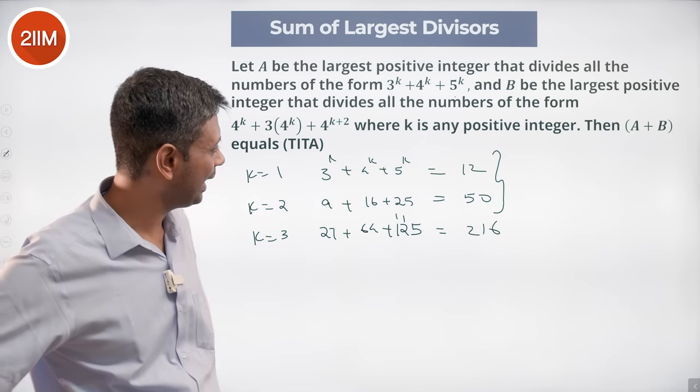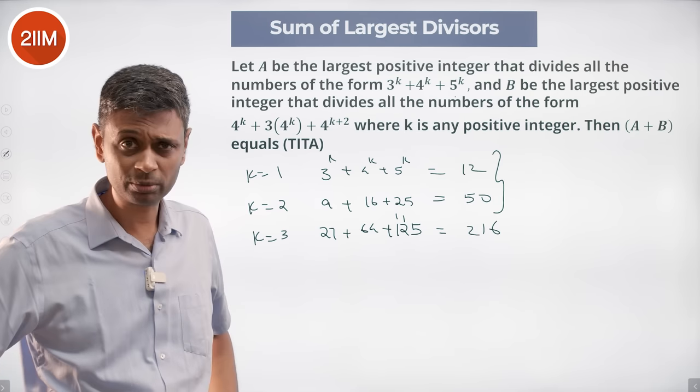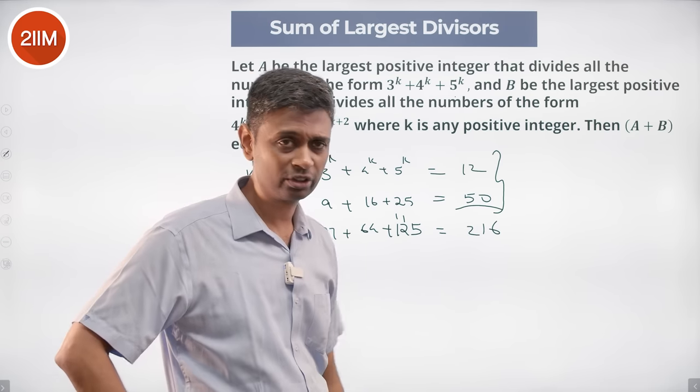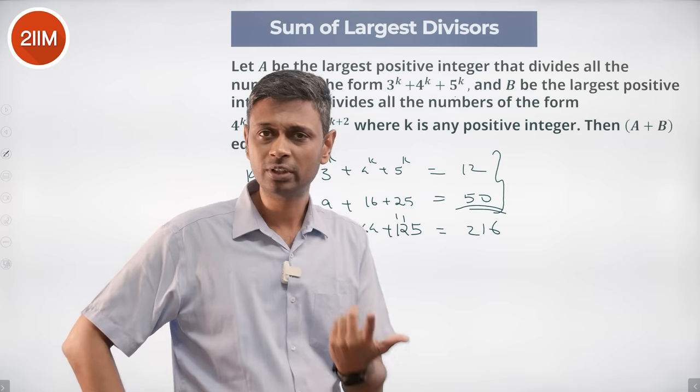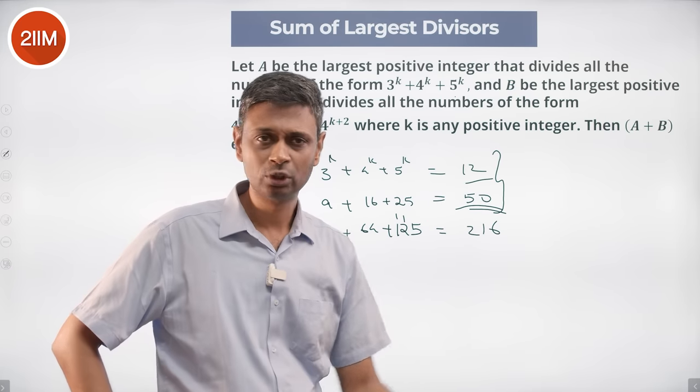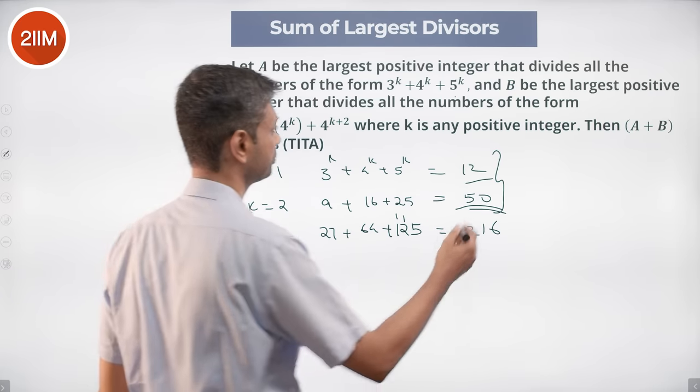And so for A, anything more than 2 is not possible. 4 is not possible, not a multiple of 4. 6 is not possible, not a multiple of 6. Out. Anything else doesn't divide this. So beautiful. So A is 2.